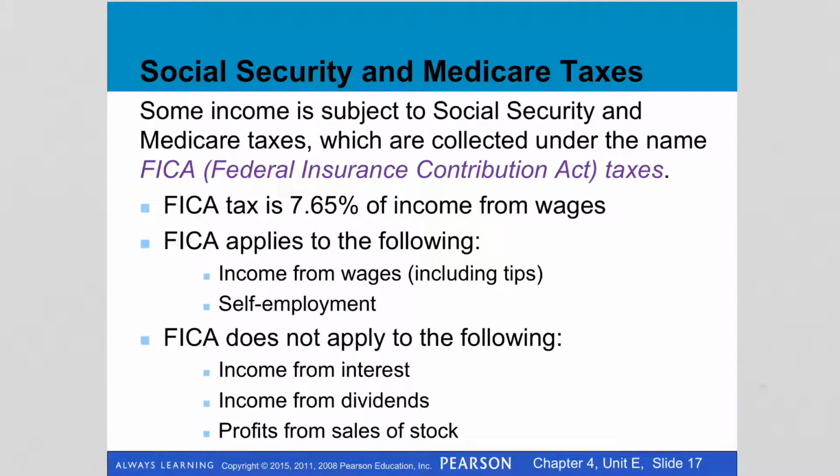Social Security and Medicare tax. So, this is called FICA. FICA is 7.65% of income from wages. And that is the same across the board for everybody. That goes into your Social Security and Medicare, which we're supposed to get back when we get old and retire. Supposed to. It applies to wages, so it doesn't apply to anything like interest or dividends or stocks, just wages, including if you're self-employed.